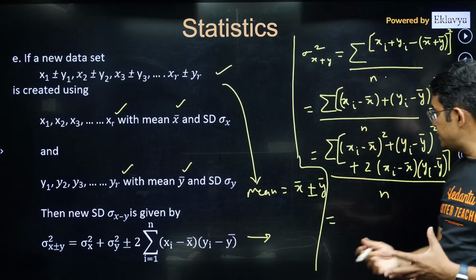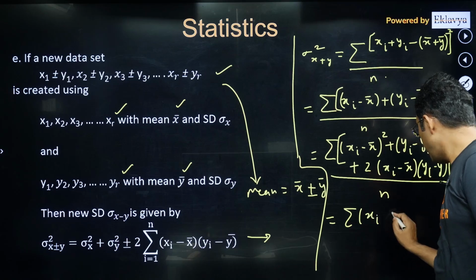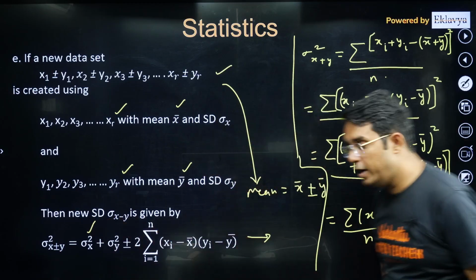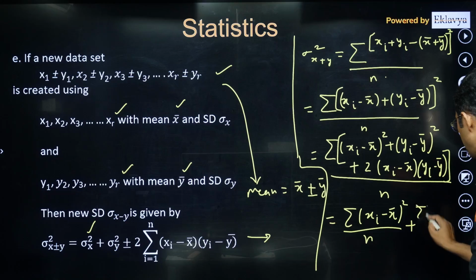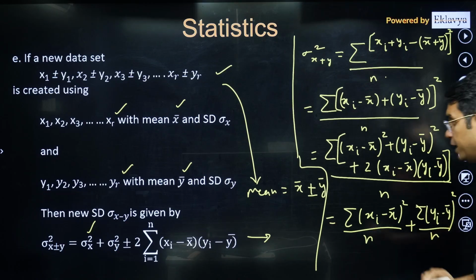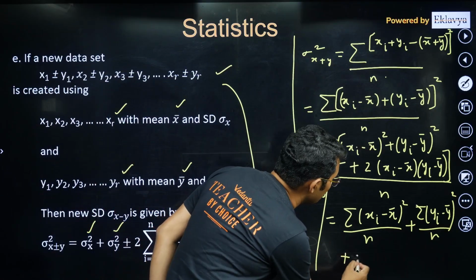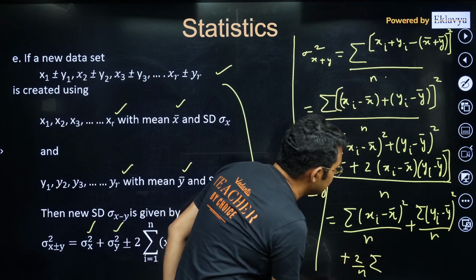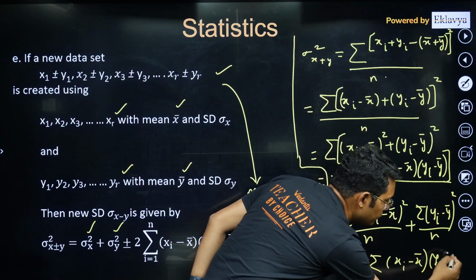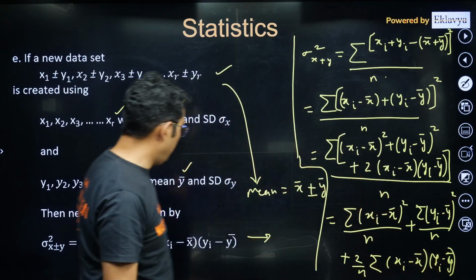If I split these terms in 3 parts, so sigma of xi minus x bar square upon n is nothing but sigma x square. Similarly, sigma of yi minus y bar whole square divided by n is nothing but sigma y square, and the remaining thing, you can take 2 by n outside, summation xi minus x bar yi minus y bar. Okay, so this is how this formula is coming.